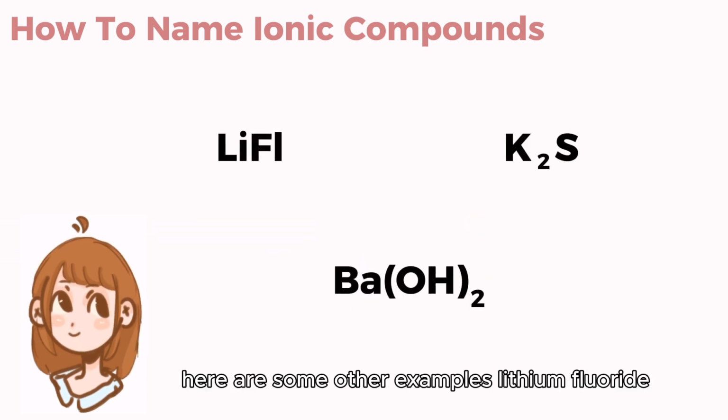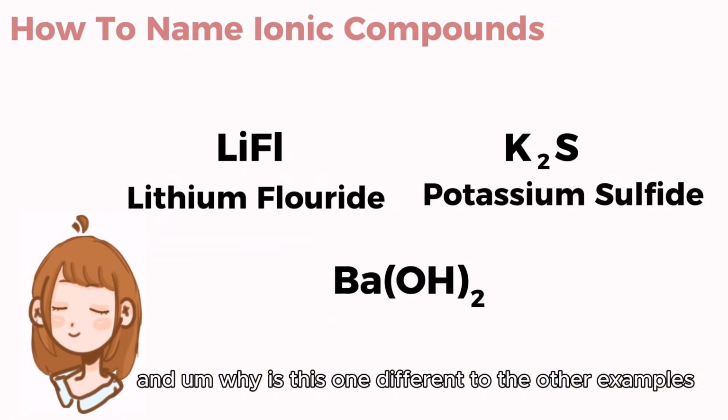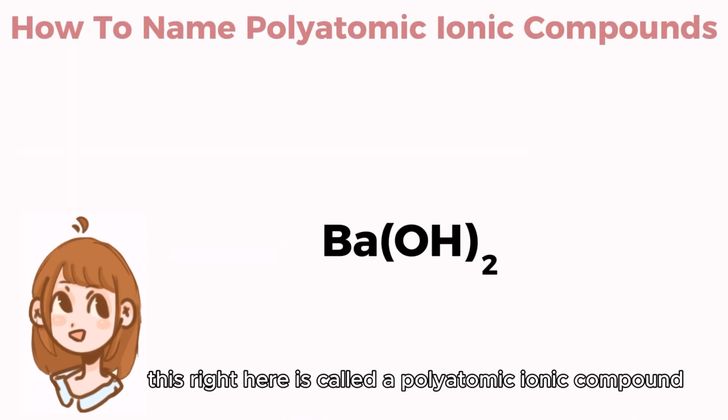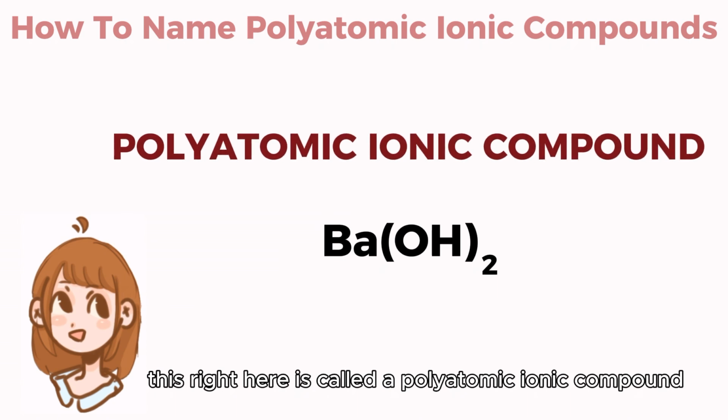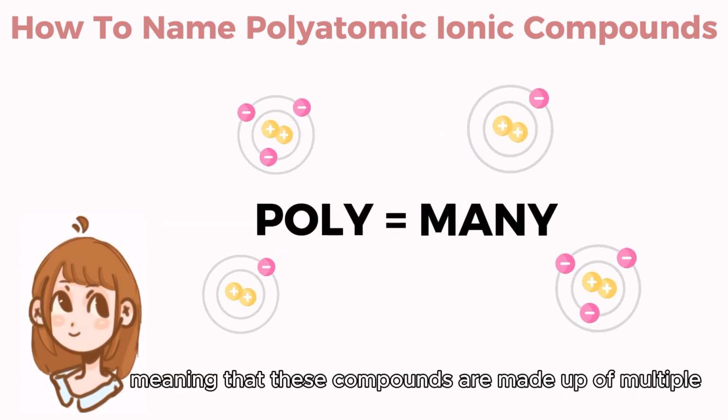Here are some other examples: lithium fluoride, potassium sulfide, and, why is this one different to the other examples? Don't you worry about it. This right here is called a polyatomic ionic compound. Poly stands for many, meaning that these compounds are made up of multiple ions.